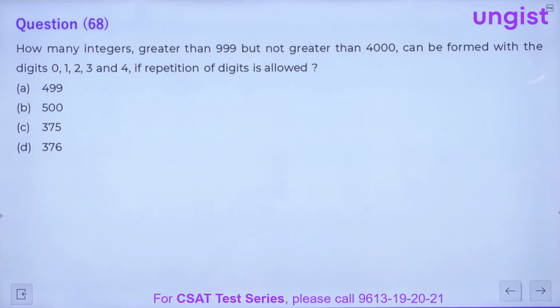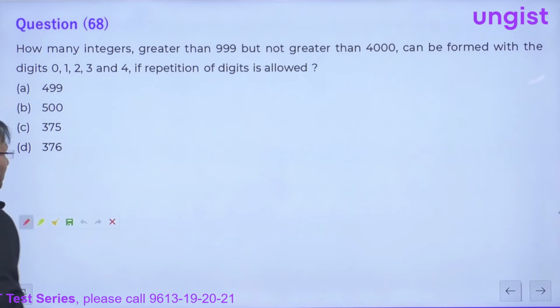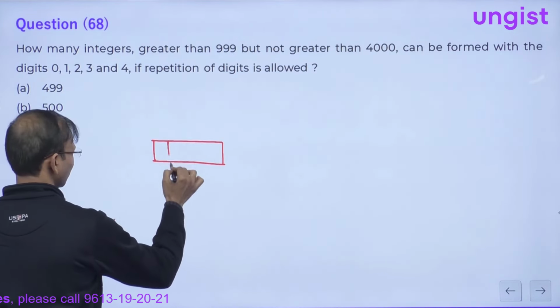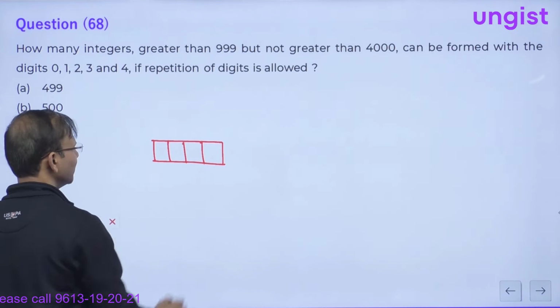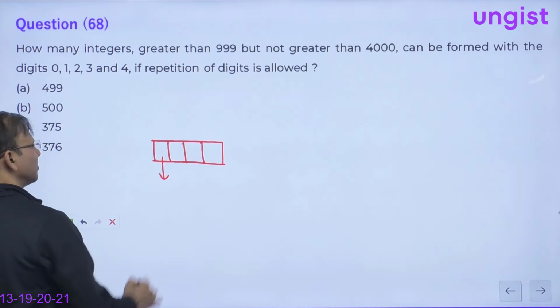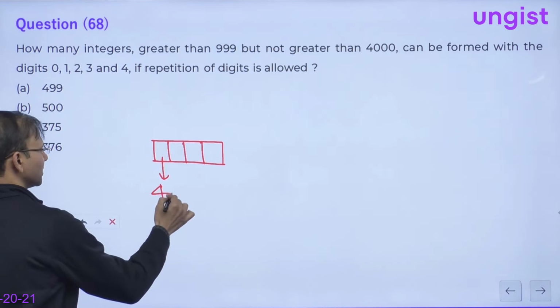After that, how many integers greater than 999 but not greater than 4000 can be formed with the digits 0, 1, 2, 3, 4 if the repetition of digits is allowed? Guys, dekhiye. The question is talking about a 4-digit number which is not greater than 4000, right? So pehle to aap, you just try to form all 4-digit numbers.